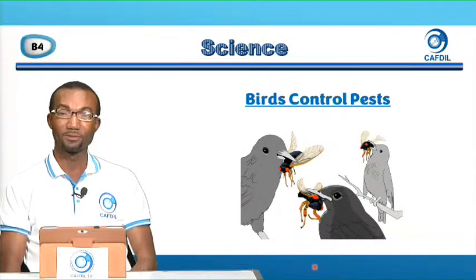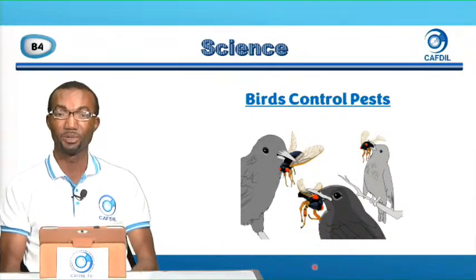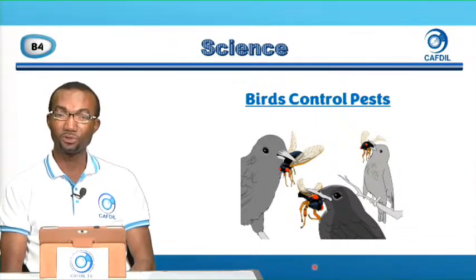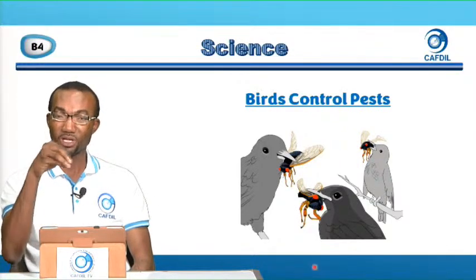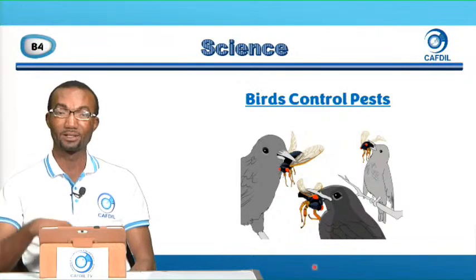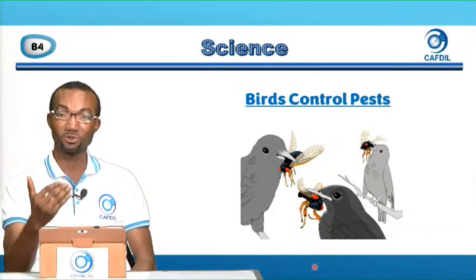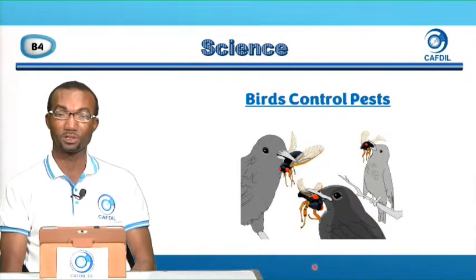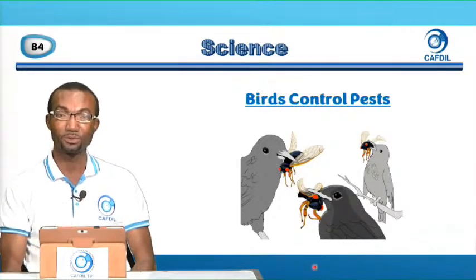Good. Let's go to the third one. Birds control pests. When we were talking about useful and harmful insects, we said that some insects also eat other insects that destroy crops. In the same way, birds also help to eat insects that destroy crops, and insects that can be harmful to us, like houseflies.